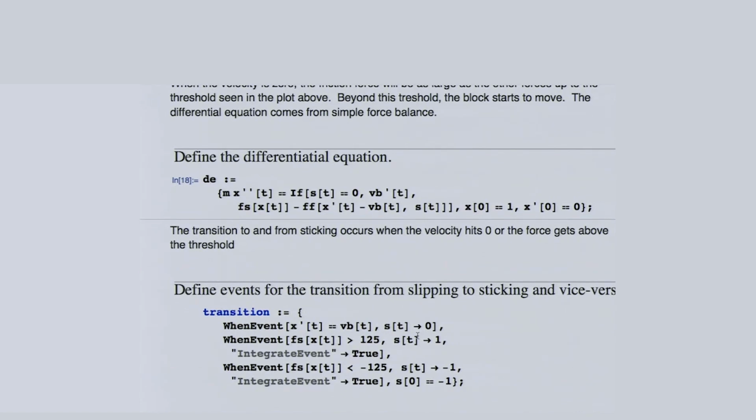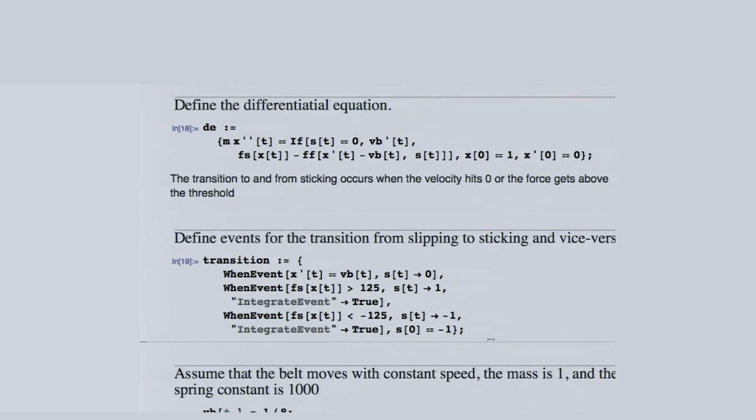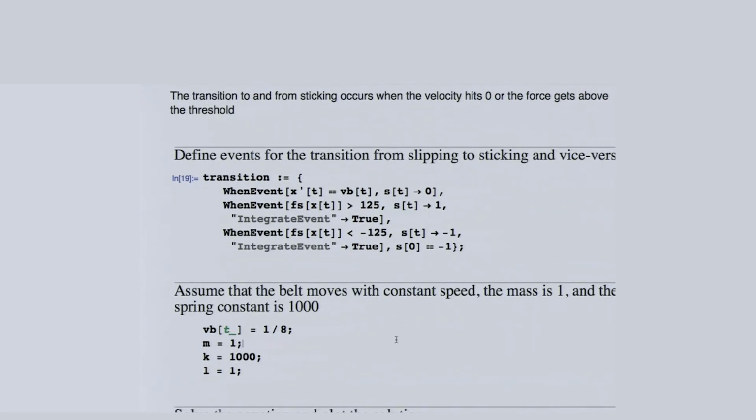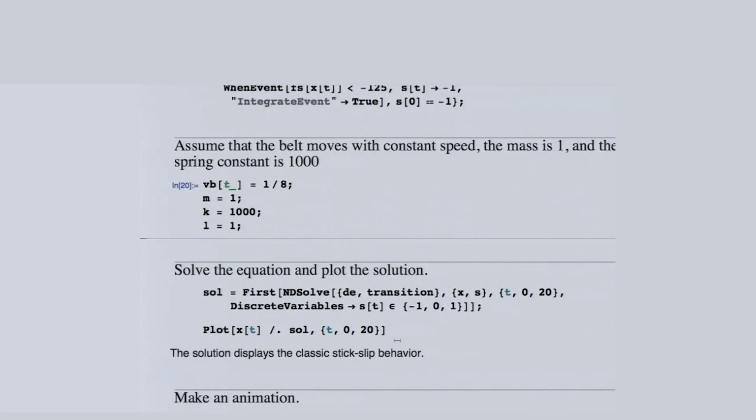Otherwise, when the force of the spring gets large enough or small enough, I set S to either 1 or minus 1, and that takes care of the sign of the friction in there. I could do it with a single value, but it's easier to do it with the 3 values there. Then I know which side I'm on. The integrand event goes to true. Tell it to use a very robust method for finding the event so it doesn't miss the events. So now I set some parameters. I set the equation to solve. It solves it, and here's the plot of the solution.